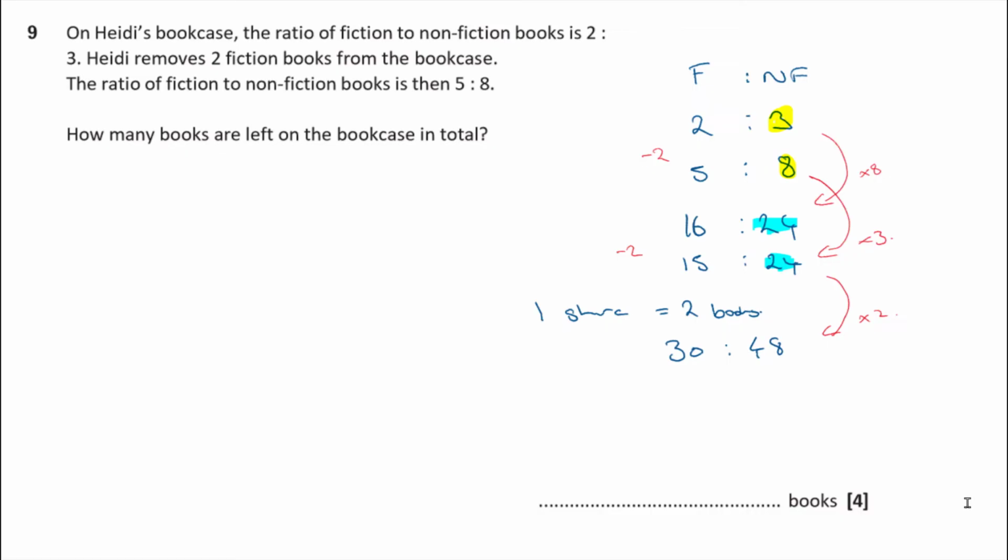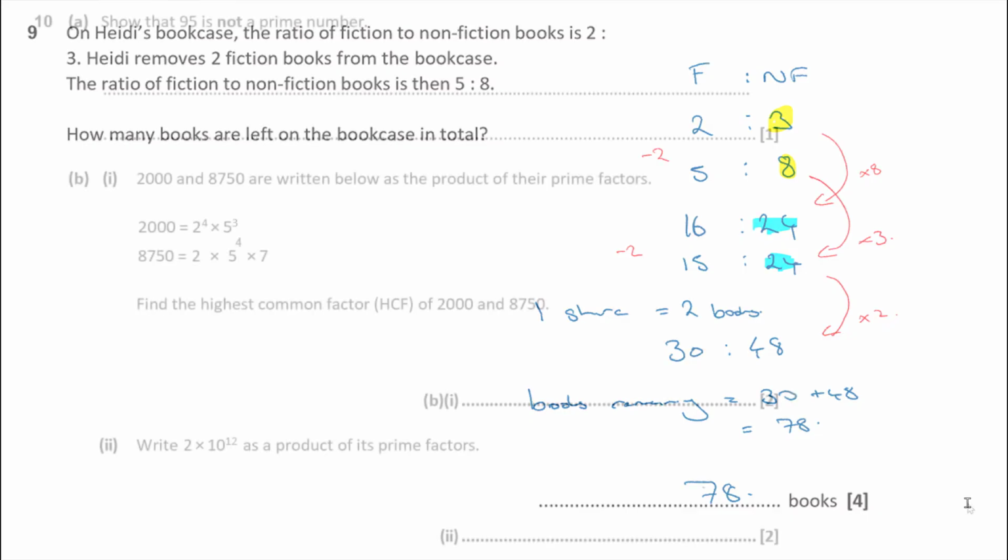Okay? So in that case, how many books are there altogether left on the shelf? So books remaining is going to be 30 plus 48. That comes to 78 books, isn't it? So that's 78 books. Question 10.